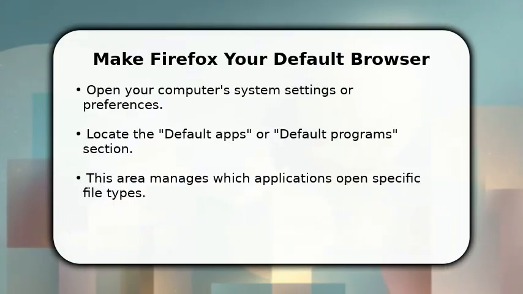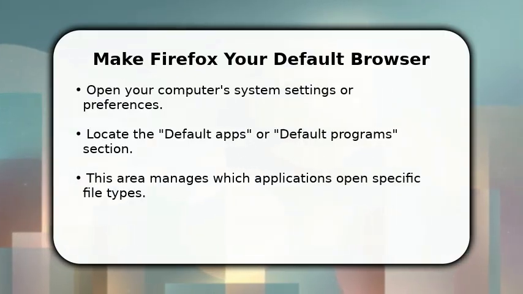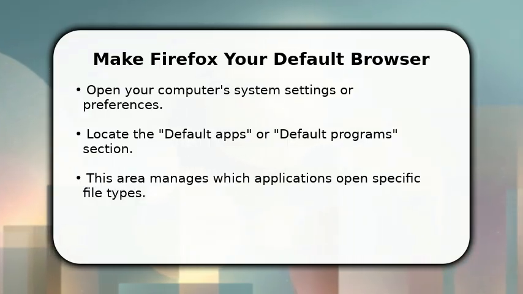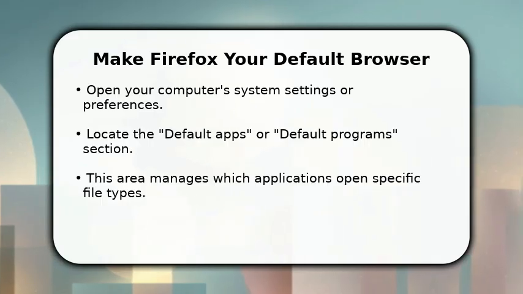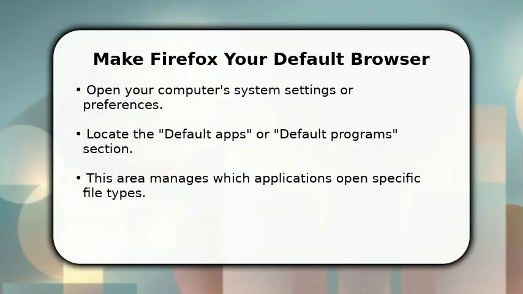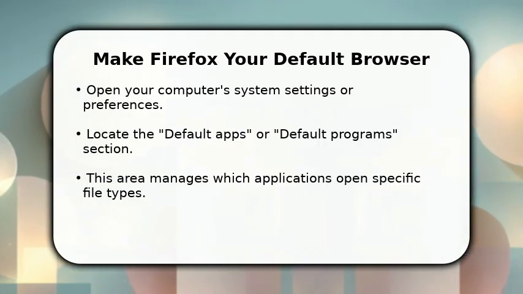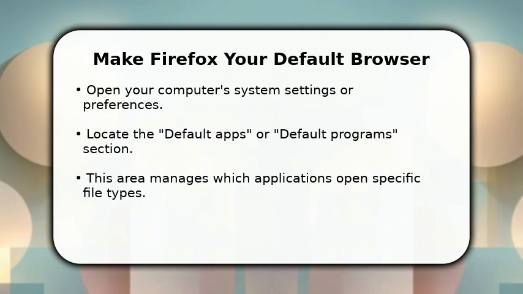In this video, I will show you how to make Mozilla Firefox your default browser. First, navigate to your computer system settings or preferences. You'll find a section dedicated to default applications or programs. This is where you can manage which apps automatically open various file types and links. It's a straightforward process that takes just a few moments to complete, ensuring your preferred browser is always ready.